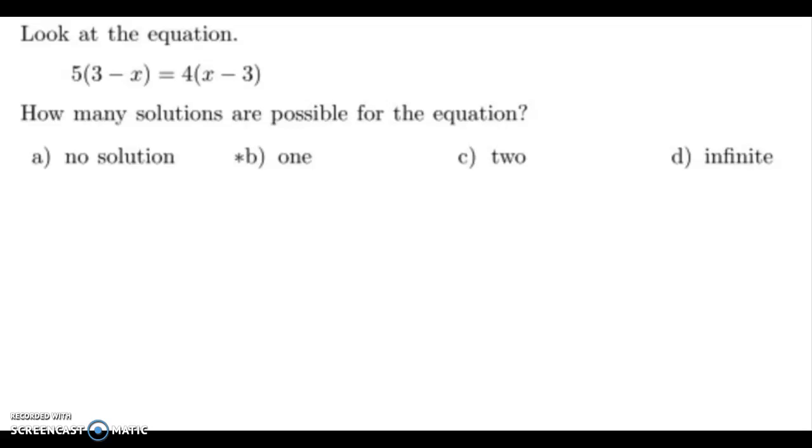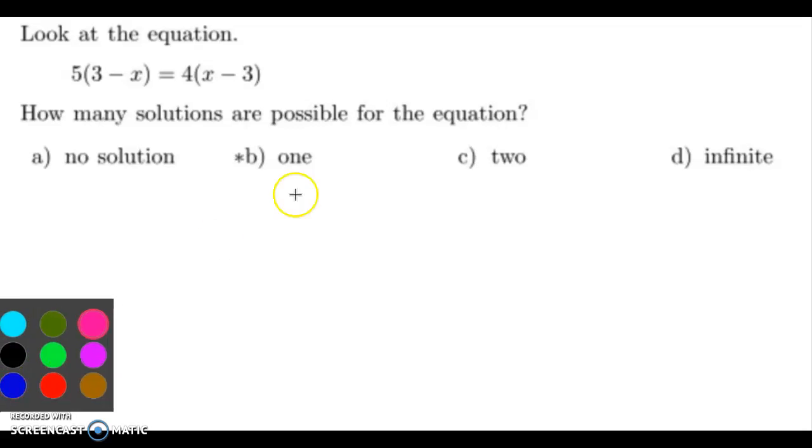Well, first of all, please try to remember we have 3 different types of solutions. We have one solution, which would look like x equals something, or some variable equaling a number. We have no solution, which means both sides of the equal sign will not be equal to each other. And we have infinitely many solutions, which is when both sides of the equal sign are actually the same.